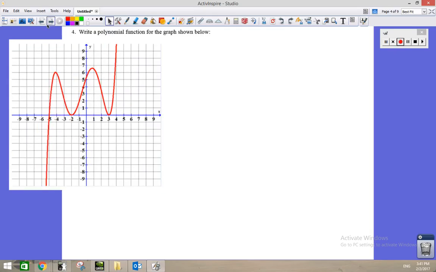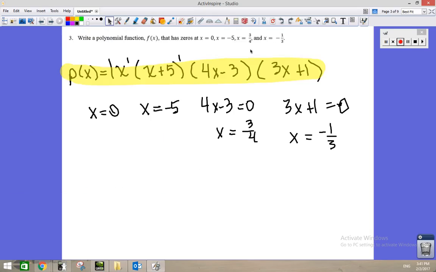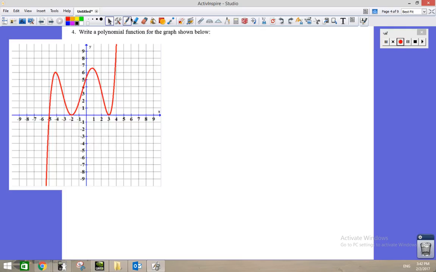Now, this one's going to be a little bit more difficult because there's more information contained in this graph than there was in the information that was just given. So let's take a look. From this graph, I can read the coordinates of the x-intercepts, but I can also read the coordinates of the y-intercept. I'm just going to call this function p for polynomial.